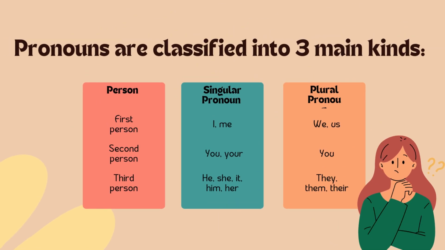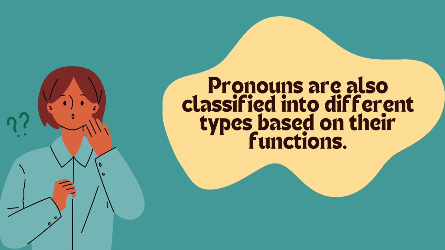Pronouns are classified into three main kinds, and they are first person, second person, and third person. The singular pronouns of the first person are I and me, and the plural pronouns are we and us. The singular pronouns of the second person are you and your, and the plural pronoun is also you. Finally, the singular pronouns of the third person are he, she, it, him, and her, and the plural pronouns are they, them, and their.